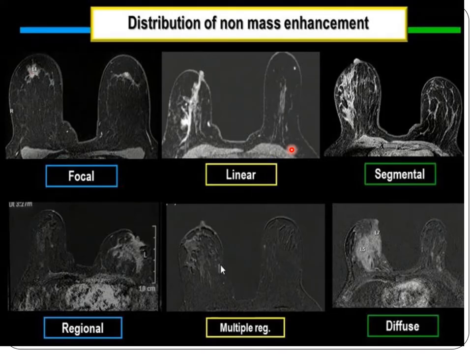Distribution of a non-mass enhancing lesion, briefly. This is the focal one. This is the linear one; you see a line-like enhancing lesion. This one is segmental, taking the lobar pattern distribution. Or regional, for example, part of the breast included. Or multiple regions, not diffuse but separate regions of enhancement seen here. Or diffuse, taking the whole area of one breast.